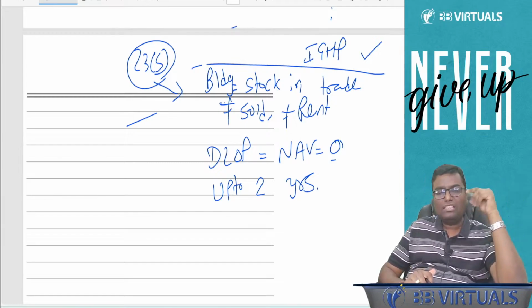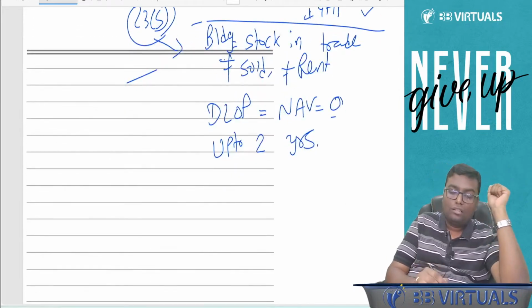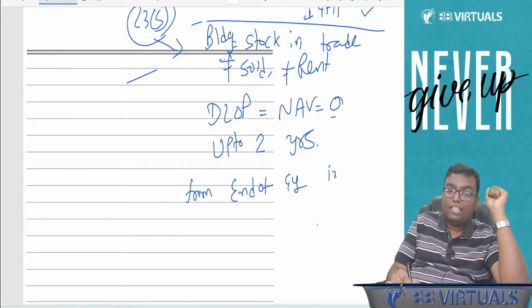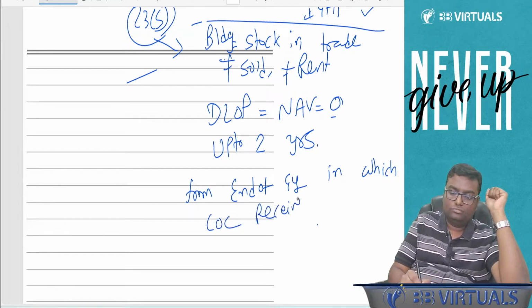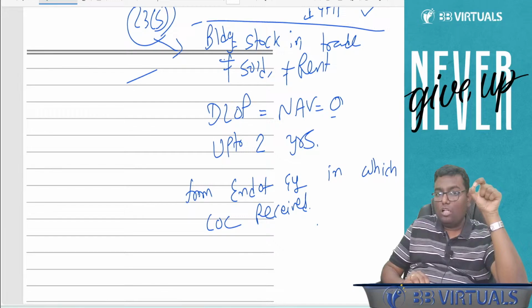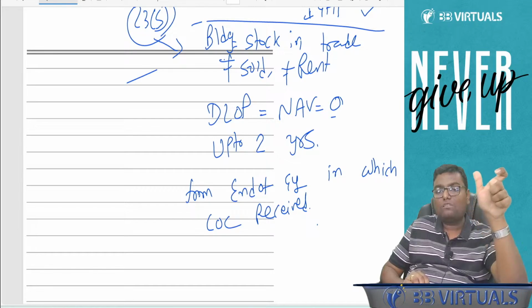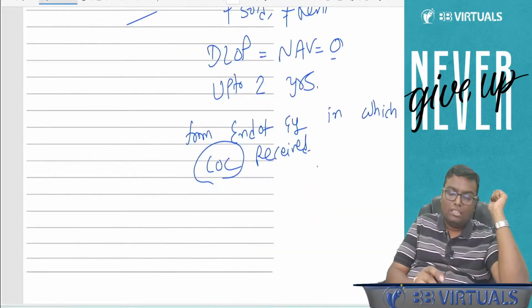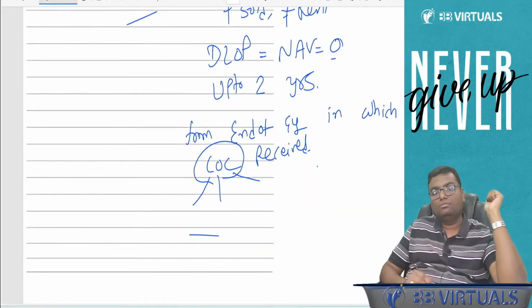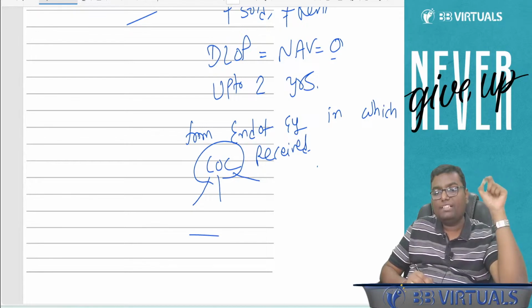Question arises, from which date are these 2 years to be seen? Is it from my birth date? No. NAV will be 0 up to 2 years from the end of the financial year in which COC is received. Once again, NAV will be 0 up to 2 years from the end of the financial year in which COC is received. Achha, what is the meaning of COC? Certificate of completion.